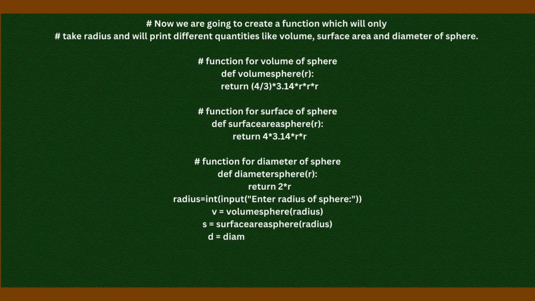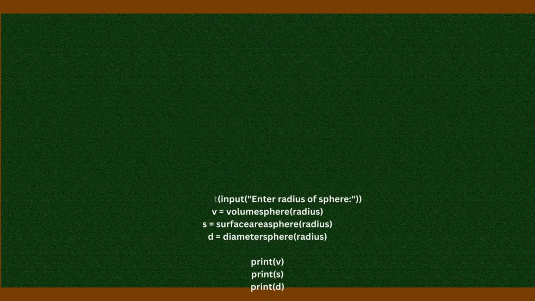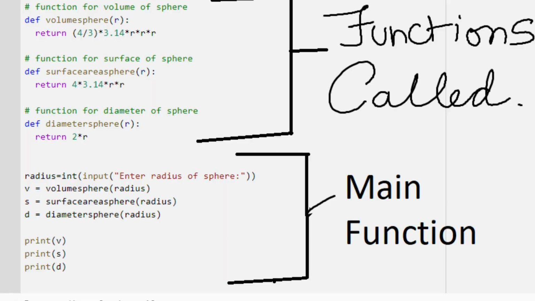Now at runtime I will call my radius, and then I will print all these values. I will print volume, I will print surface area, and I will print diameter. Now let's suppose I pass one value in this. So this is the total. You can see the format, right? This is where I print the volume, surface area, and diameter.